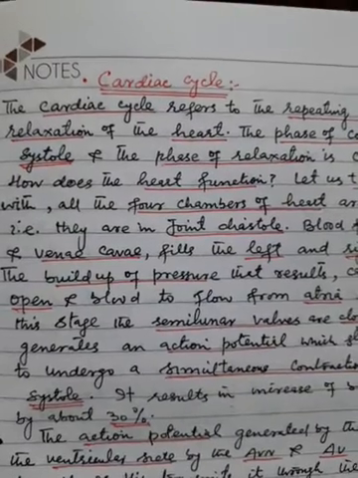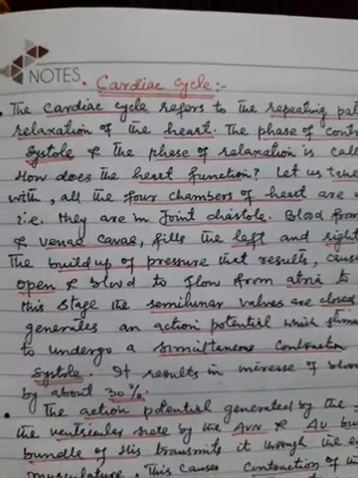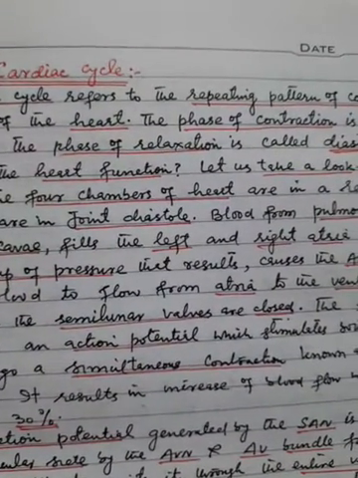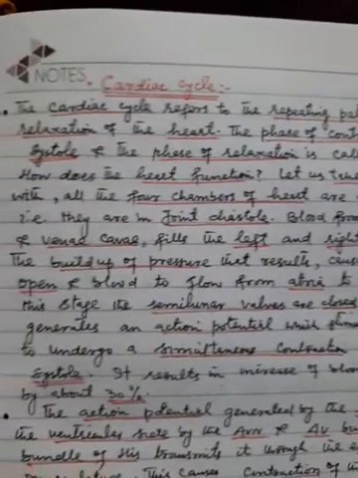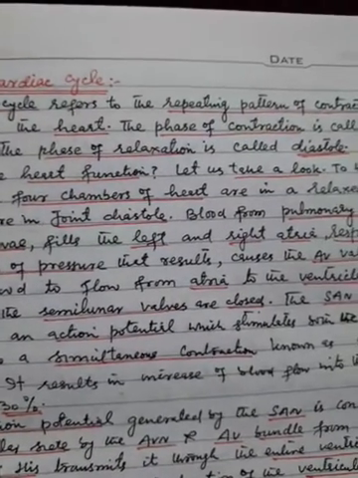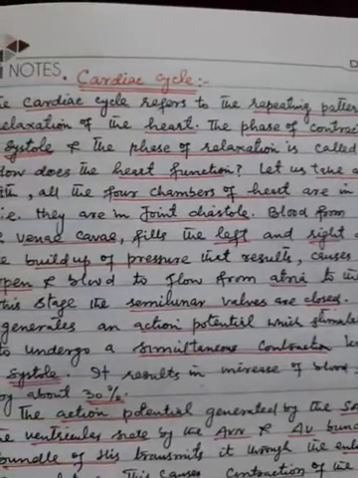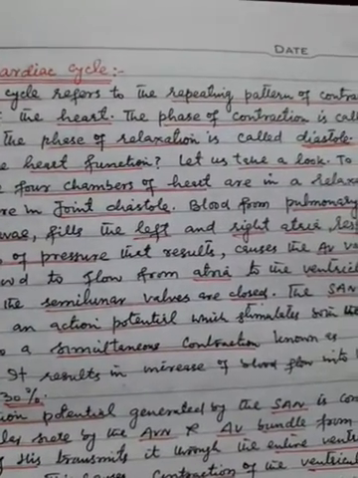Today's offline class is about the cardiac cycle. The cardiac cycle refers to the repeating pattern of contraction and relaxation of the heart. The phase of contraction is called systole and the phase of relaxation is called diastole.